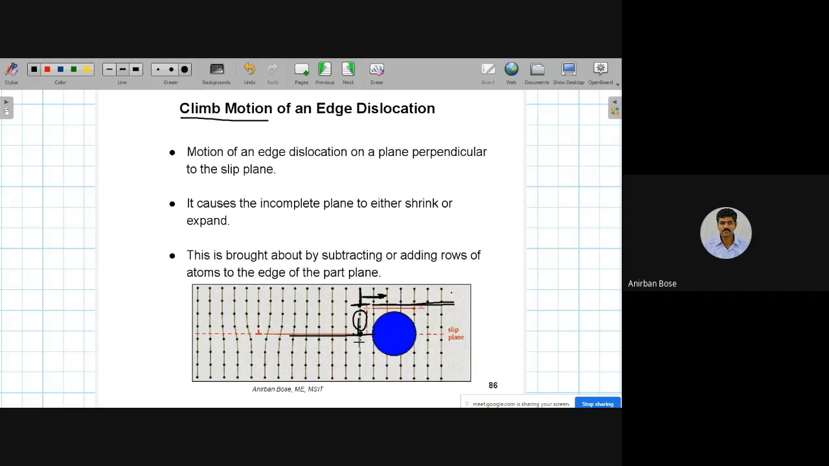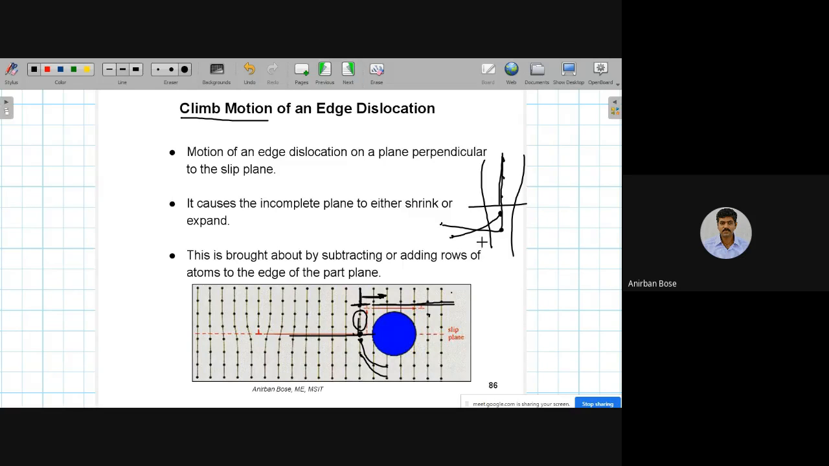Exactly in a similar way, one can think that some atoms from other places can also come into this region where the part plane is. Suppose this is the part plane, and below it the planes are missing. From other atoms in the crystal, it is possible that this part plane can extend. So in this way, it is also possible.